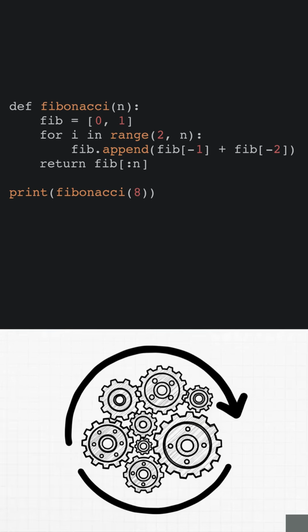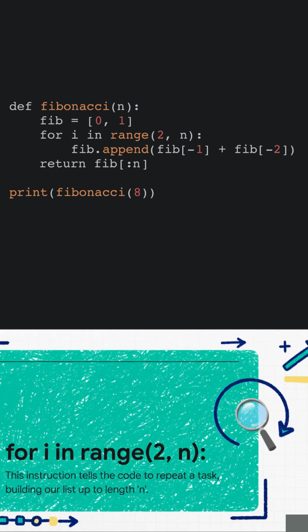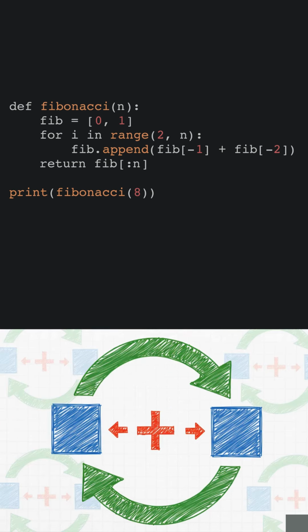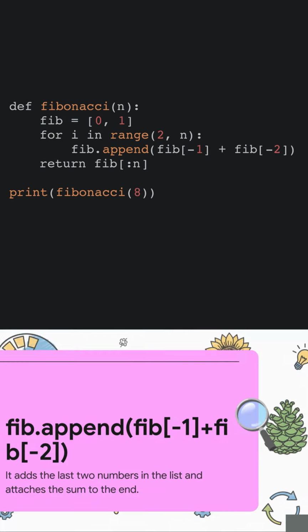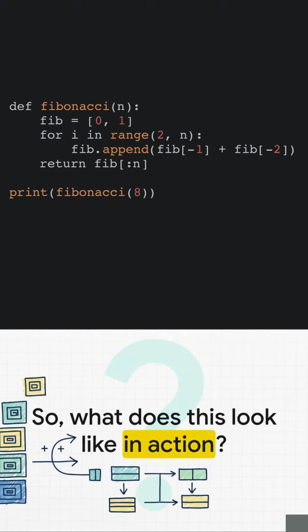And now we get to the real engine of this thing, the loop. This is where the magic happens. This for loop basically tells the code to just keep repeating the next step until the list is long enough. And inside that loop is just one simple bit of math happening again and again. All it does is take the last two numbers in the list, add them up, and tack the answer on the end. Okay, theory's cool and all, but what does that actually look like when it's running?